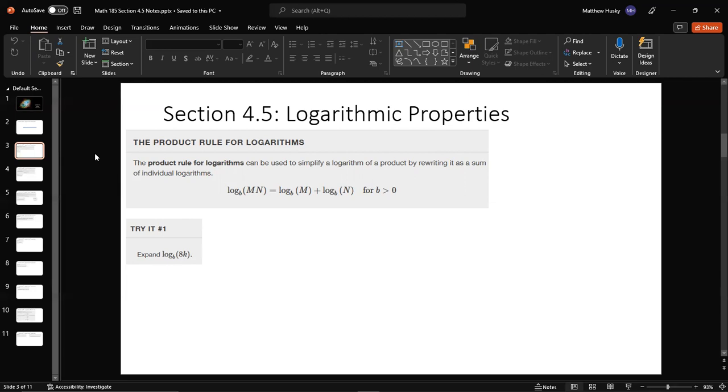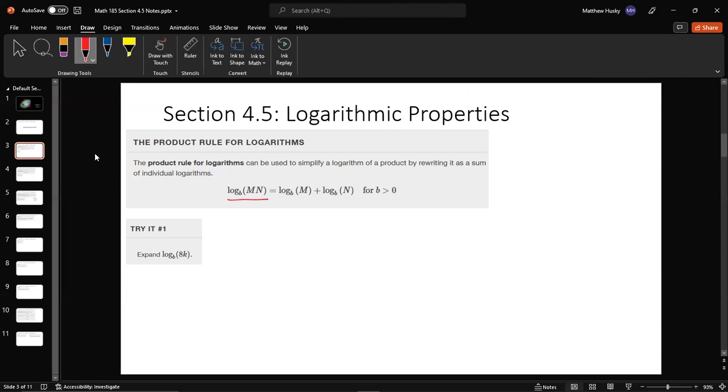So the first is called the product rule. If you have a log with two things multiplied inside it, you can split it up into multiple logs and have log base b of m plus log base b of n, where it's m times n.